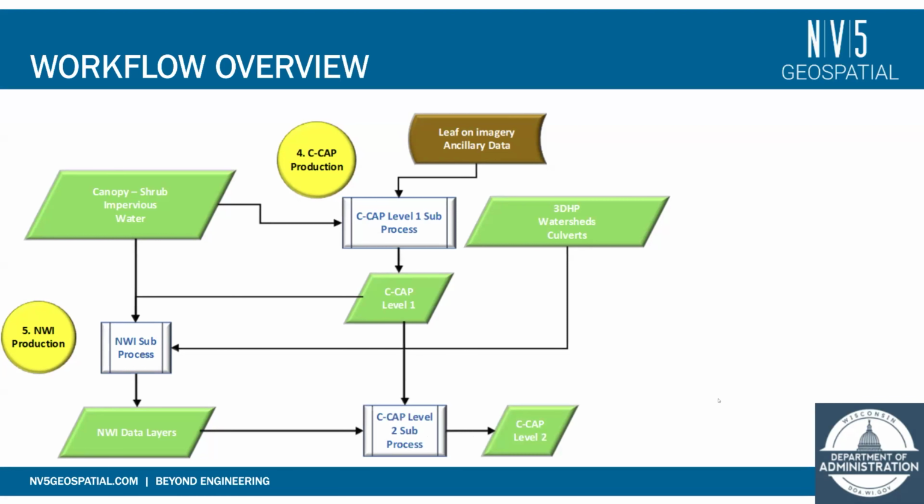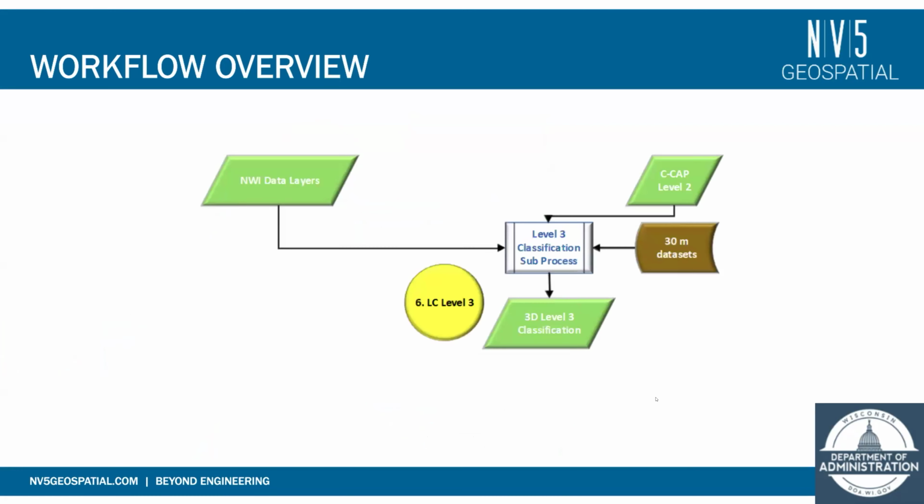Next slide. Then we can utilize the wetland data sets to allow us to refine the CCAP into the more fine level 2 classes. We add ag, we add open space developed, and we break out the wetland classes of that. And then we get to that national CCAP level 2. Next slide. And then the final data set here is that we take the level 2, we bring in the 30-meter data sets, we do some analysis from that, we bring in the NWI layers, and then we come up with our 3D level 3 classification.